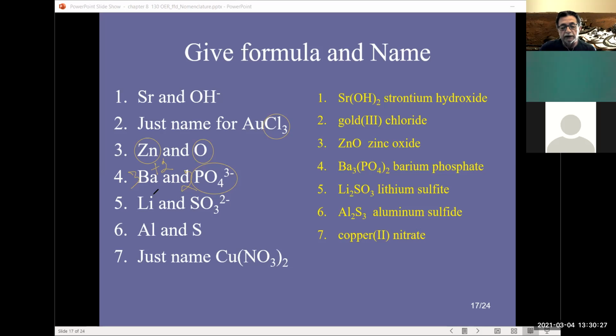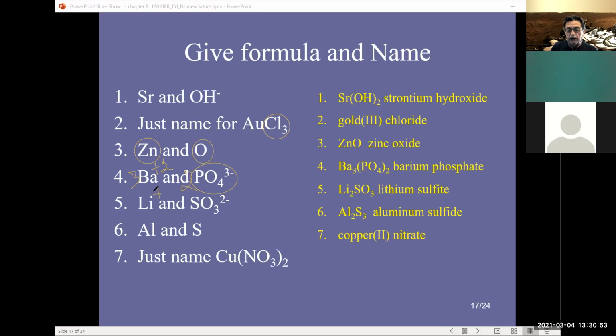And we know that lithium being in group 1 has a +1 charge when it's ionic. So that means I need 2 lithiums for every sulfite. And so my formula becomes listed there in number 5, Li subscript 2 SO3. I don't put a parentheses around the SO3 because I only need 1, okay?